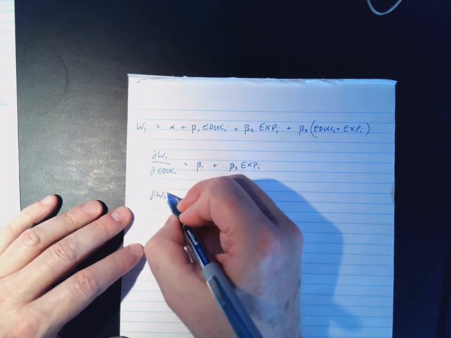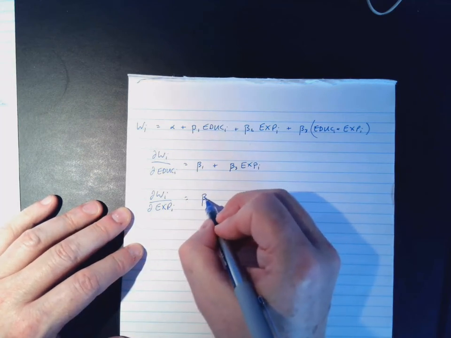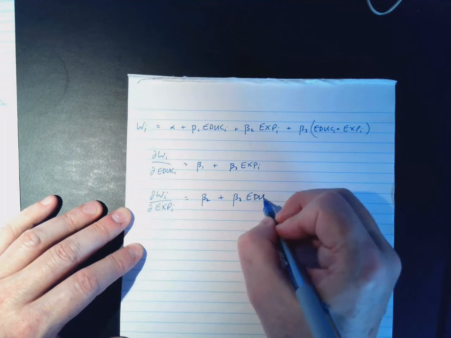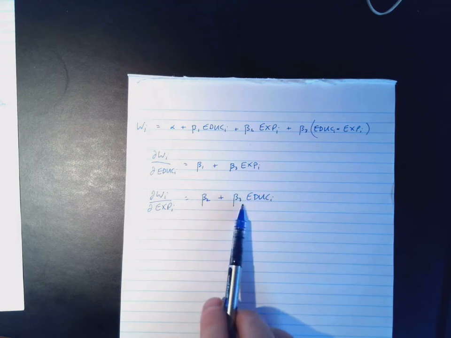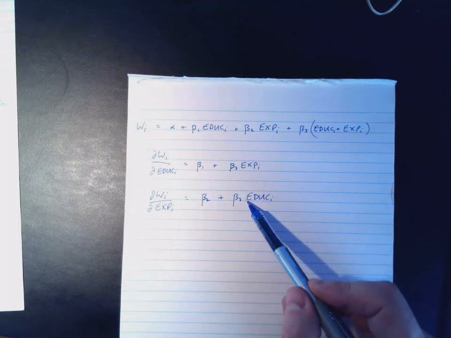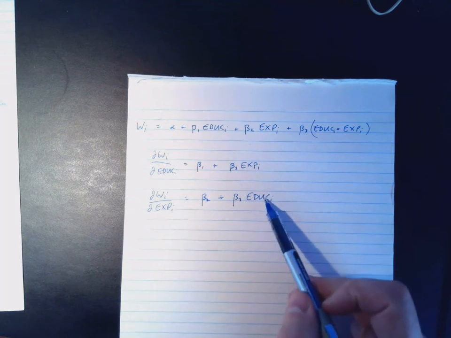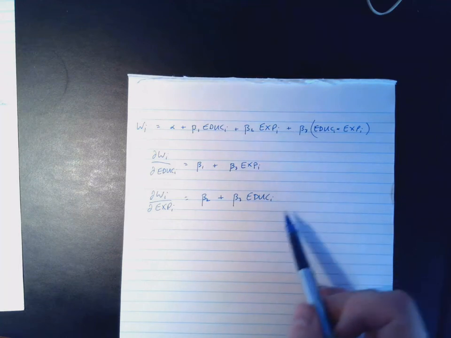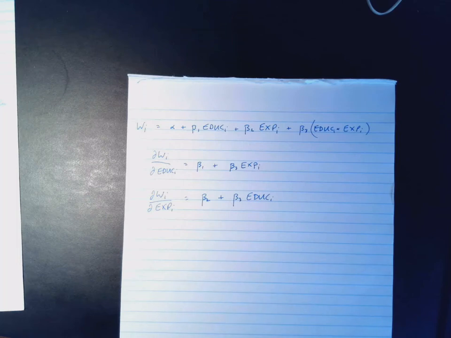And then if we do this one, then we have beta 2 plus beta 3 times education. And this equation would be telling us, again, if beta 3 is greater than 0, then the more highly educated workers get a greater wage ramp as a result of experience. So the more highly educated workers get a higher payoff from additional experience in the workplace.